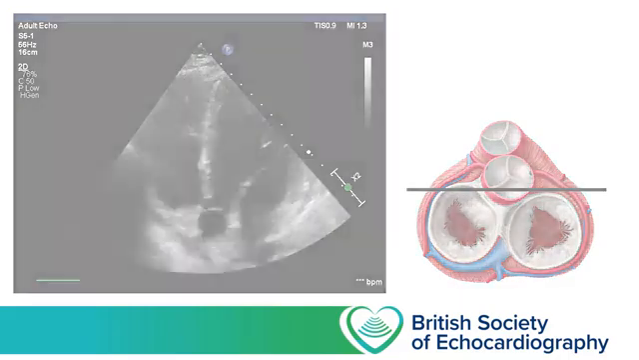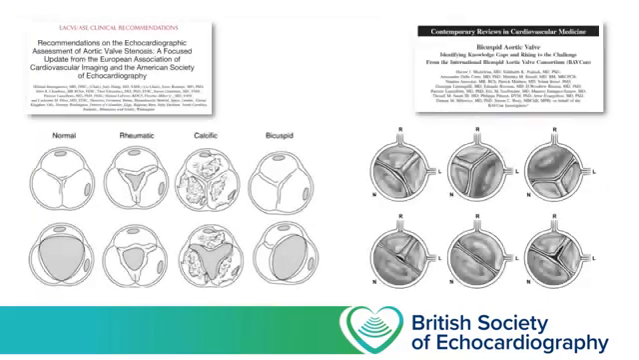Once you've identified the aortic valve, note the thickness of the leaflets, whether there's any additional calcification or thickening, and where this occurs, and whether the leaflets open freely during systole, or whether there's restriction that may be a sign of aortic stenosis.